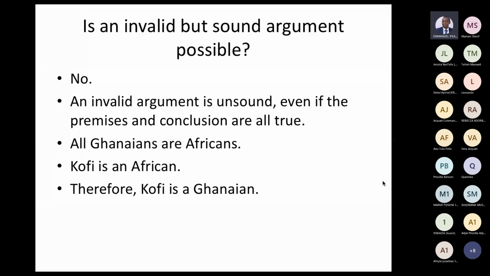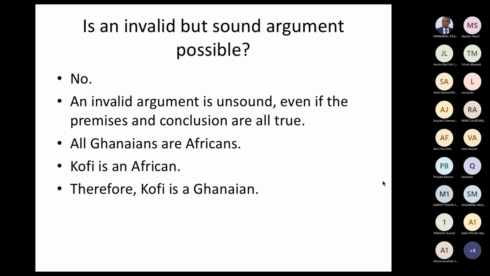All Ghanaians are Africans, yes. Kofi is an African, yes, that's true. Therefore, Kofi is a Ghanaian, that's true. But the argument is invalid because it affirms the consequent. Kofi is an African, affirms the consequent. So it's an invalid argument.